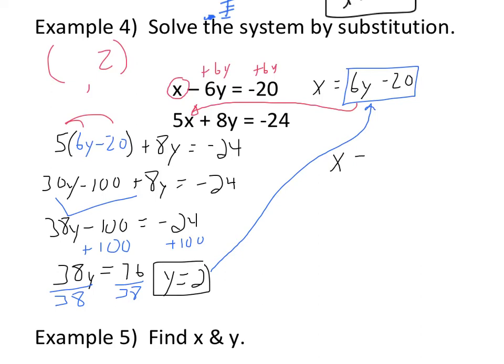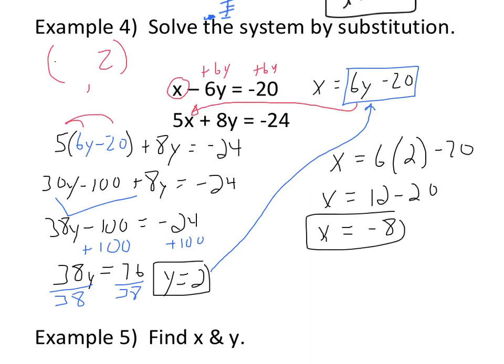So x is equal to 6 times y, which we found to be 2, minus 20. So x equals 12 minus 20. Therefore, x is equal to negative 8. Again, that's the x value. So in this particular case, you don't have to draw this out, but I'm just trying to remind you that we are looking for an intersection point. And that would be in the second quadrant.